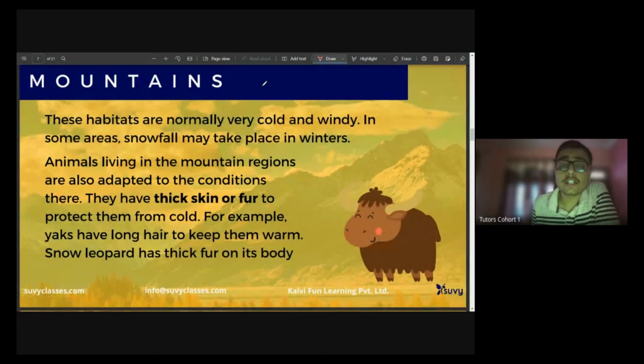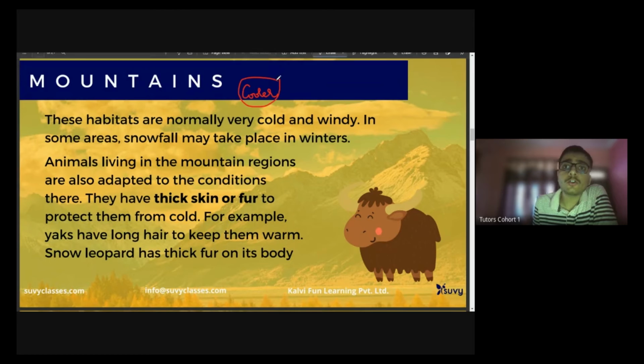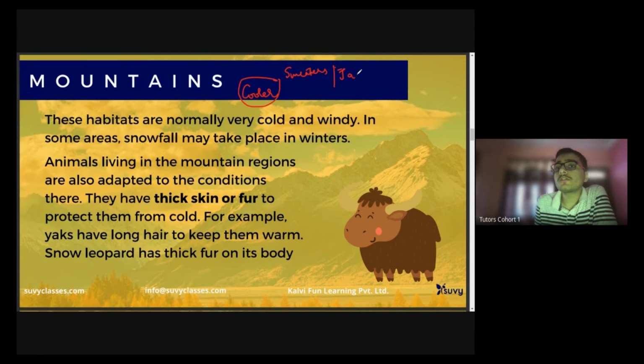So now from deserts, let's move to mountains. As deserts were hot, mountains are cooler, right? If we go on a trip to mountains, we usually carry sweaters and jackets. Why do we carry so? Because they protect us from the cold. We are human beings, so we can carry thick clothes, but animals cannot. We'll talk about both plants and animals.